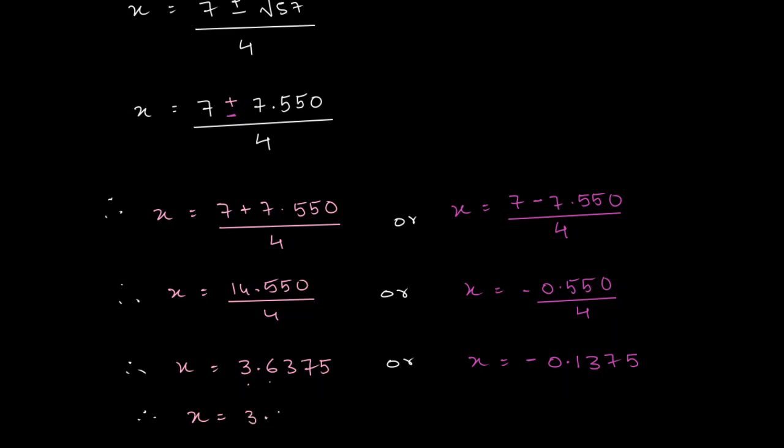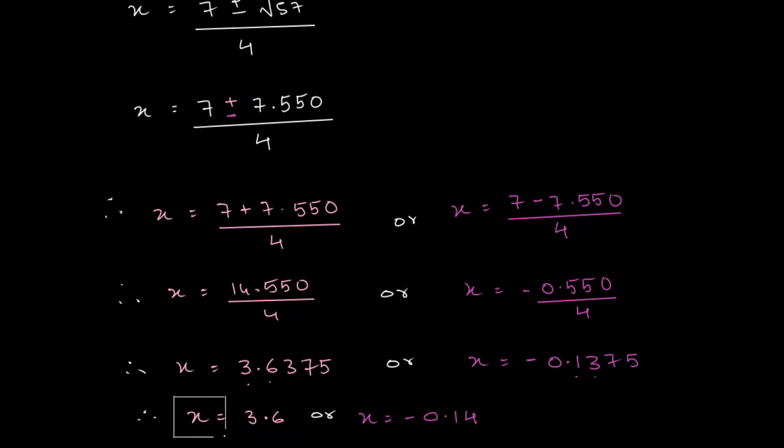So x is equal to 3.6, or we have x is equal to 0.13. Now understand one thing. Whenever we're dealing with something like this with 0.1, 0 will not be considered as a significant figure here. So 1, 3 are the significant figures, but since this next digit is a 7, I'll have to round up the 3 to 4. So I can say x is equal to 3.6 or x is equal to minus 0.14. Yeah, this will be my final answer.